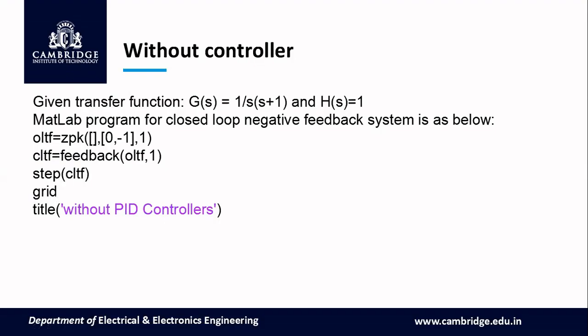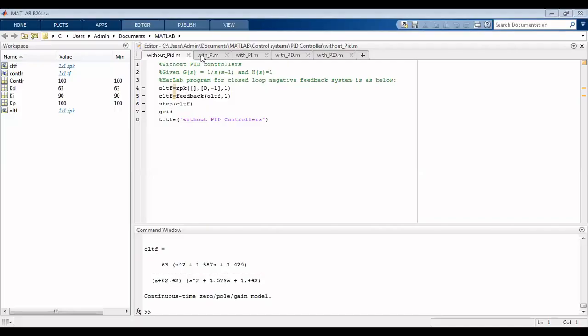Then grid: in order to get grid in the waveform, you will write grid, and you need to display the title, that is, title without PID controller. So we are going to write that as without PID controller. We are going to check how it behaves. Now directly we'll go to Matlab and check how it behaves.